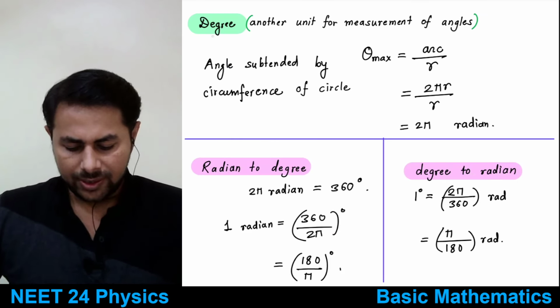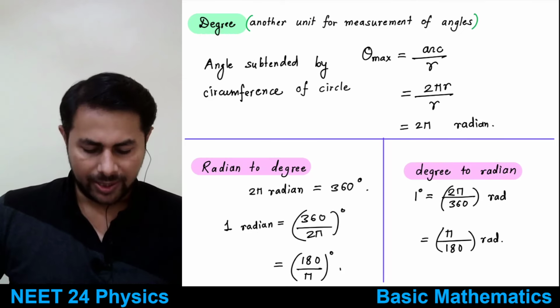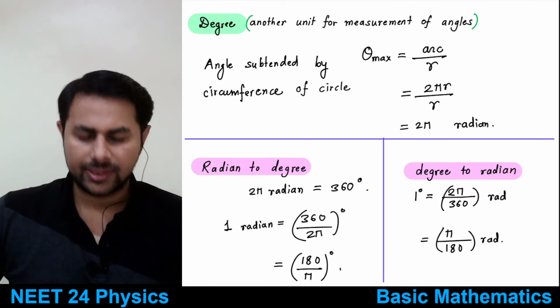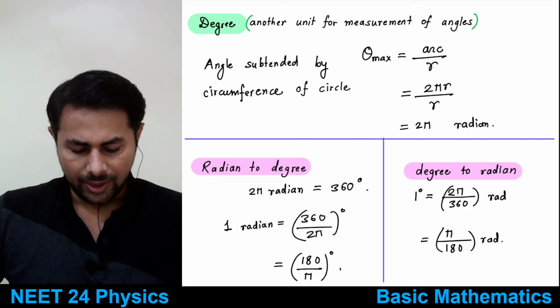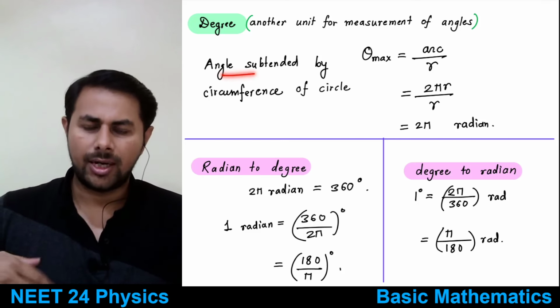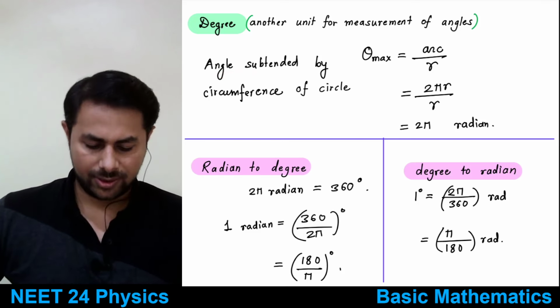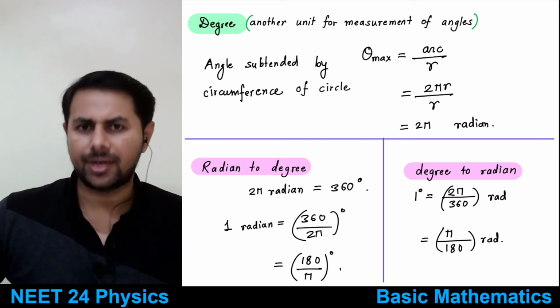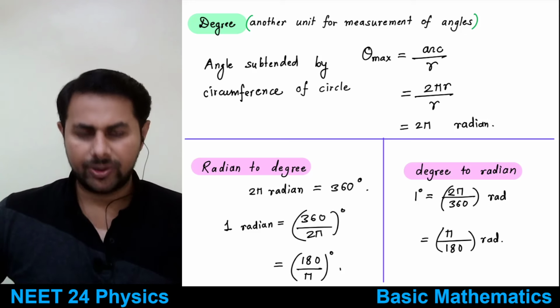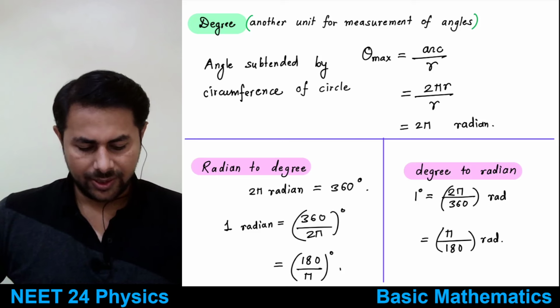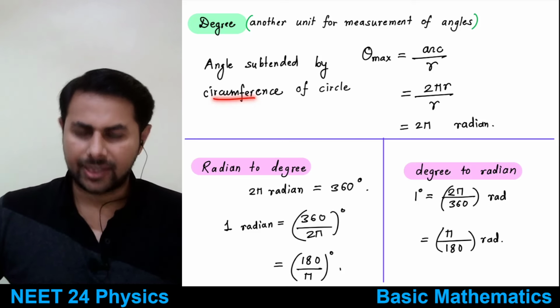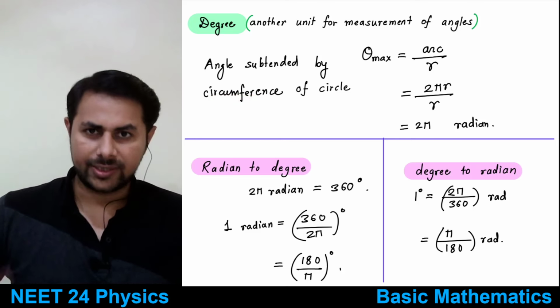After that, there is another unit for the measurement of an angle. That other unit is called a degree. So now, what is the degree measurement? The angle subtended by the circumference of the circle is equal to 360 degrees, right? Angle subtended by circumference of circle is equal to 360 in degrees.